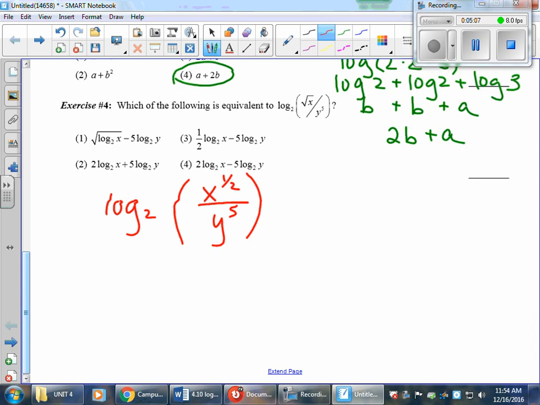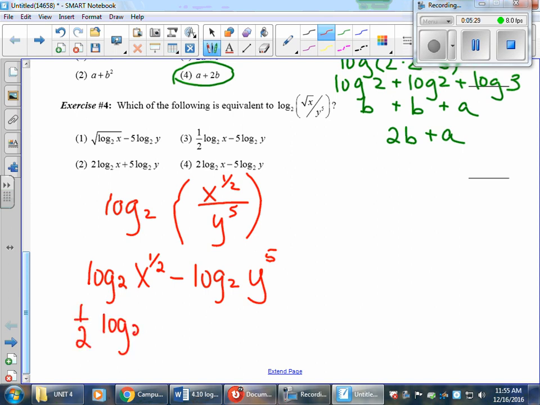So I know this is division, so it means subtraction. So log base 2 of x to the 1/2 minus log base 2 of y to the fifth. Now I have to apply my power law, which means I'm going to multiply that 1/2 out front. So 1/2 log base 2 of x minus, and the same thing goes for this one. I'm going to pull that 5 out front, my power, 5 log base 2 of y. Now I can't simplify this anymore, so is this here somewhere? It sure is, right here in number 3.